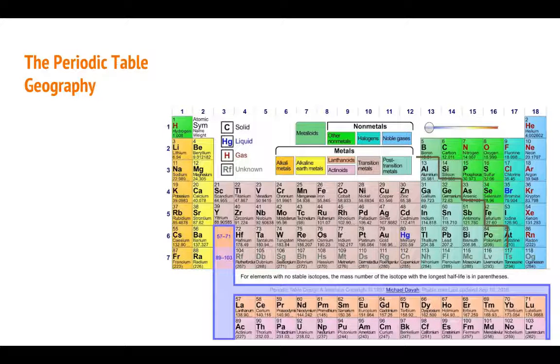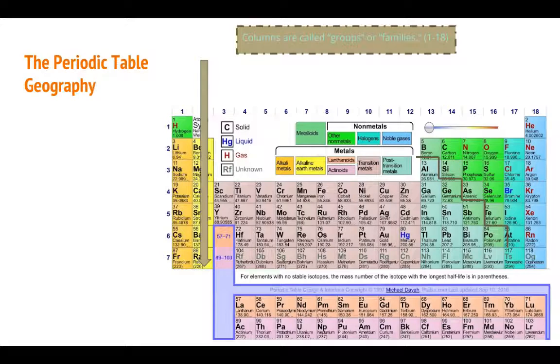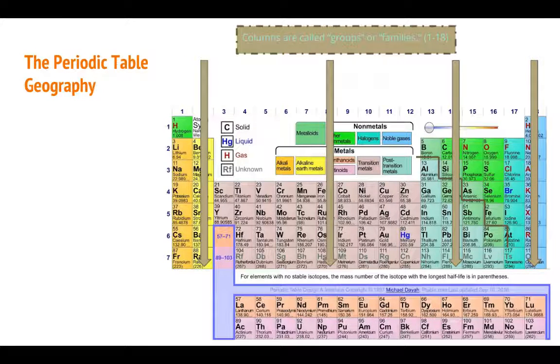So first off, we've got some geography of the periodic table. We got to know how we're talking about these. So we have columns and rows on the periodic table. The columns go up and down, and we call them groups or families. Families because they're pretty similar to each other as you look at the properties of those elements when you go up and down a column.